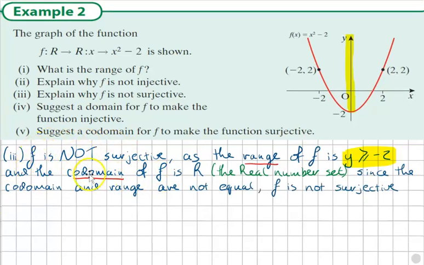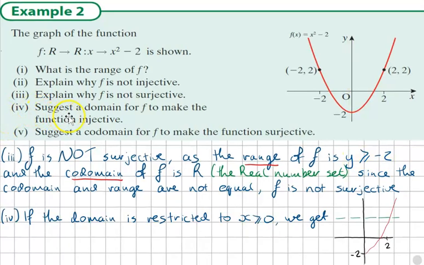So f is not surjective as the range of f is y greater or equal to -2, and the codomain of f is R, the real number set. Since the codomain and range are not equal, f is not surjective. So in order for a function to be surjective, the codomain and the range must be equal.